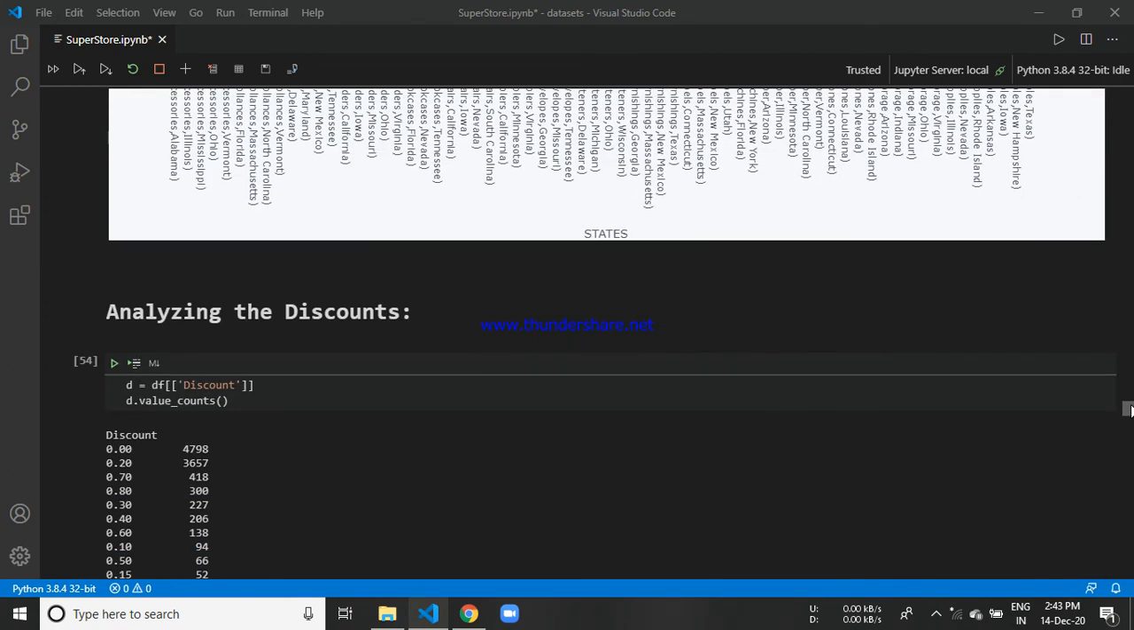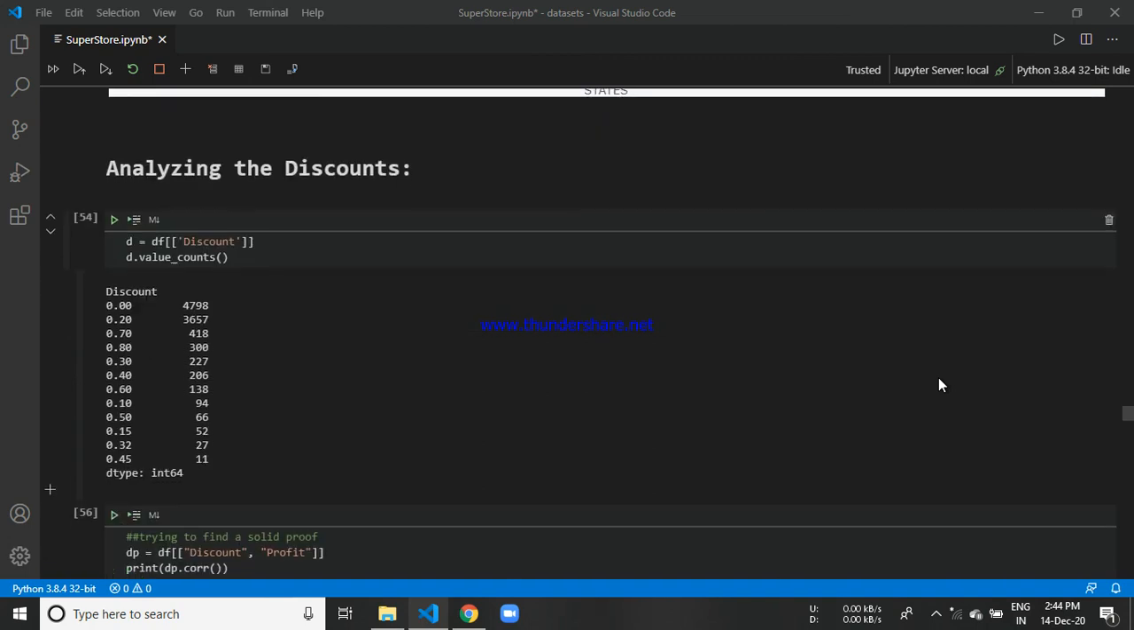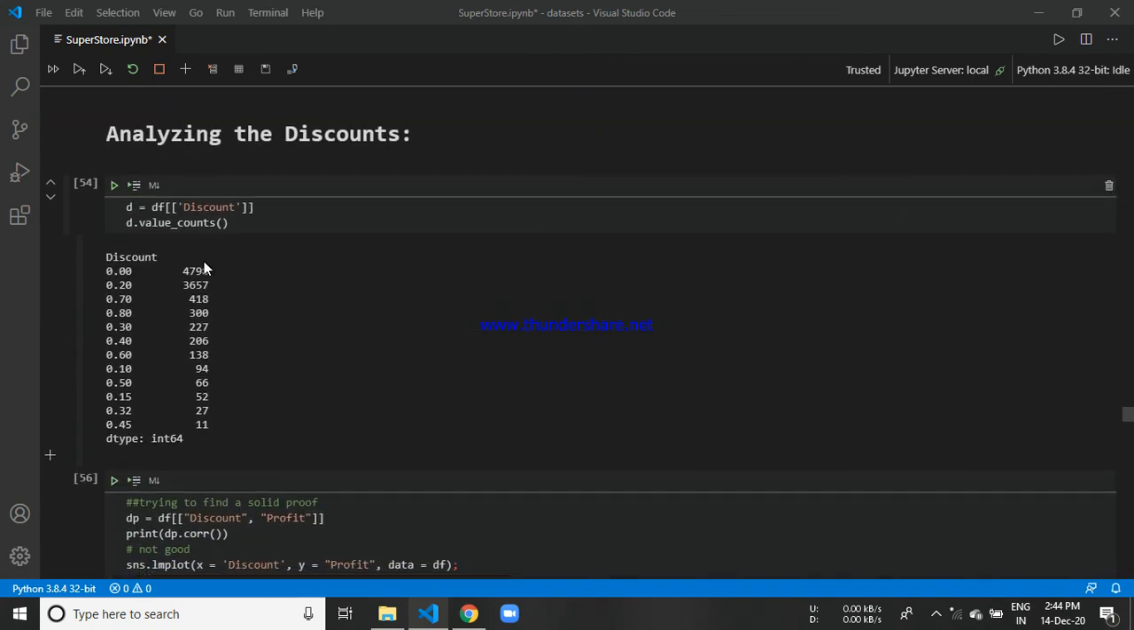Let's get going with another one. So we are analyzing the discounts now. We have seen that the central region had shown us a good amount of sales, but a very bad profit percentage. So what could be the reason? The sales are good, the profits are low, so we are analyzing all the factors. The first factor that comes to mind is discounts. So let's analyze the discounts. We have this amount of discounts with these values.